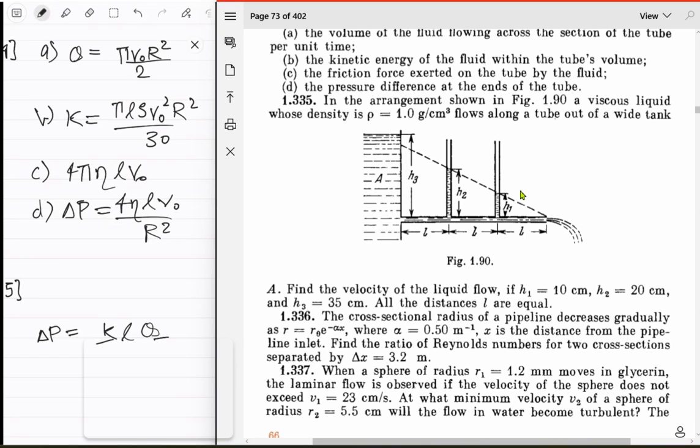No, I don't get it. Which velocity, first of all, and how do I get it? They gave us the density, cool. It's a viscous liquid, whatever. They gave us the density, and then they gave us a white tank, okay, whatever. Find the velocity of liquid flow. If H1 is given, H2 is given, H3 is given. They gave us the heights at different points, okay. All the distances L are equal.